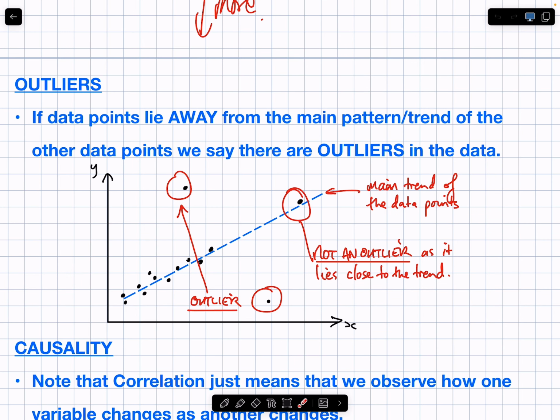What is an outlier? If data points lie away from the main pattern or trend of the other data points, we say they are outliers in the data. But even my year 12s messed this up. Is this dot here far away from the rest of the data? Yes, but why is it not an outlier? It follows the trend, okay? This data here established that it's positive and linear. That dot, yes, it's far away, but it's still up there. It's on trend. Are these 2 dots on trend? Those are the outliers, okay? If they're away from what most of the data establishes.